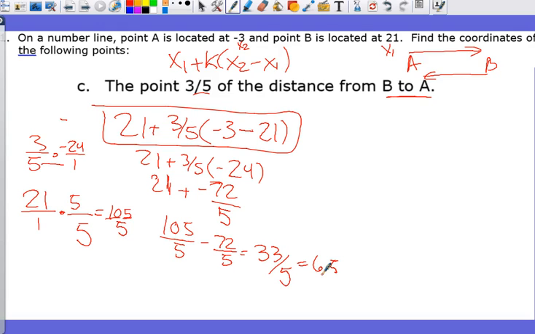So, in order to get your plus 4 points, it needed to have said, whatever letter, we're going to say C is at 33 over 5. Are you ready to move on?